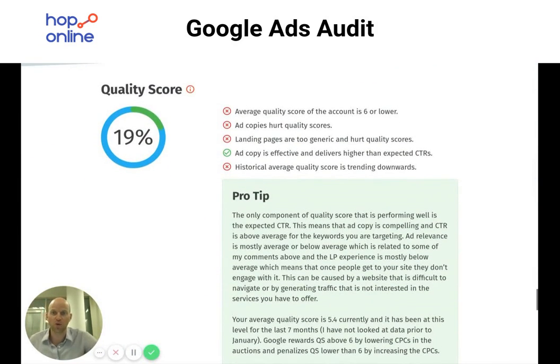Next, we have quality score. Quality score is a score between 1 and 10, and it generally measures the effectiveness of the keyword, the ad copy, and the landing page that ad is pointing to. And the more you can align those 3 elements, the higher your quality score is going to be. The higher your quality score, the lower your average cost per click.